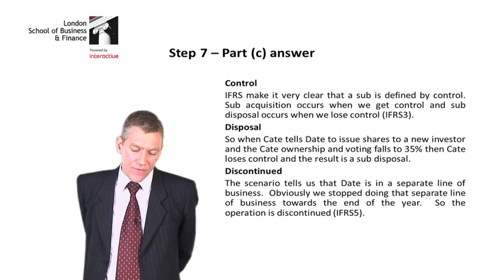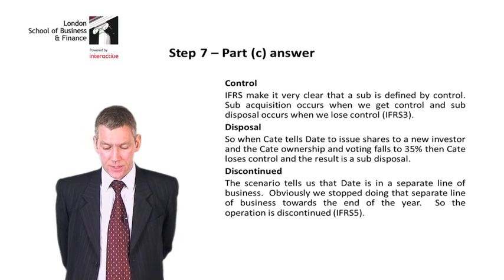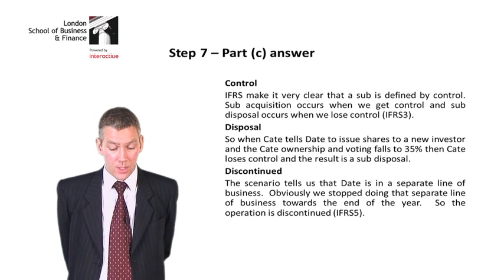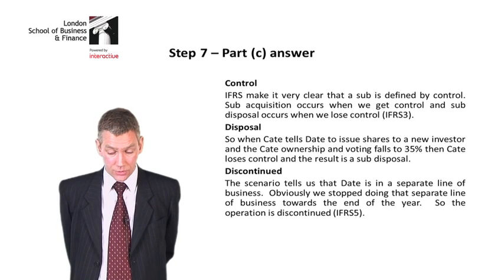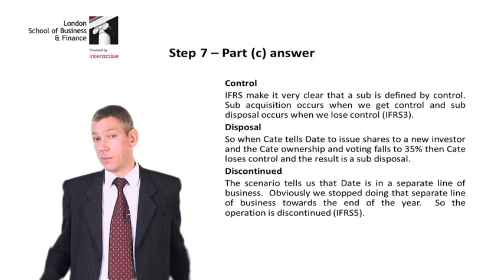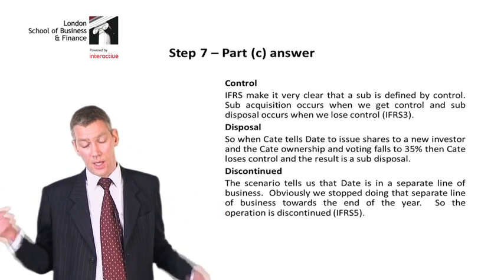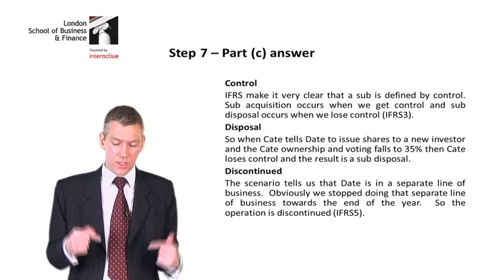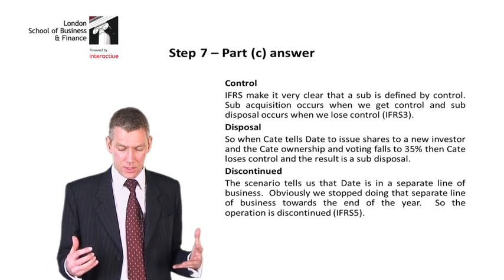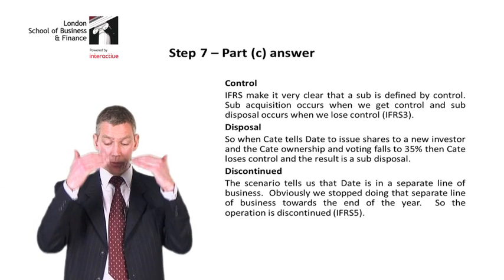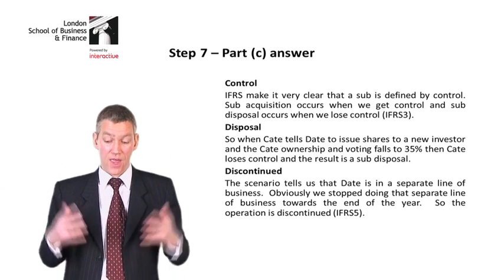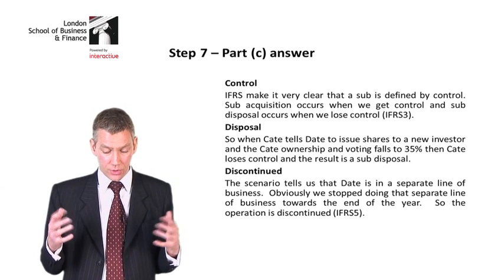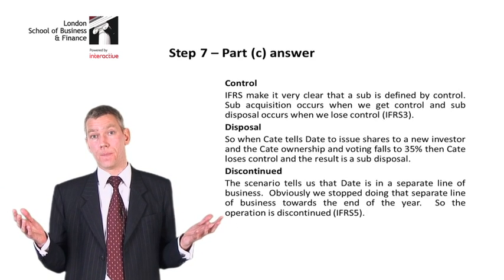Control. IFRS make it very clear that a subsidiary is defined by control. Sub-acquisition occurs when we get control, and sub-disposal happens when we lose control, and that's under IFRS 3. Disposal. So when Kate tells Date to issue the shares to a new investor, and the Kate ownership and voting falls to 35%, then Kate loses control and the result is a sub-disposal.